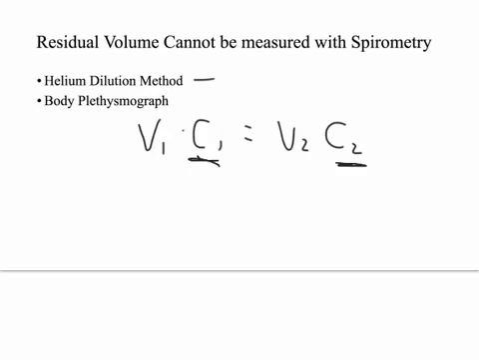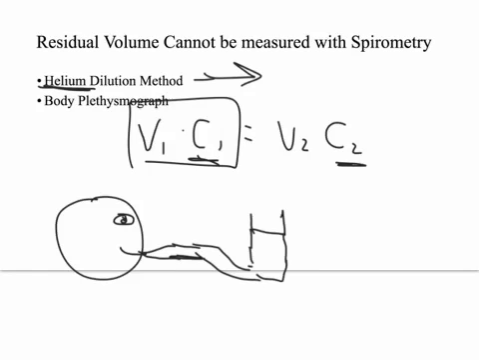So M1 V1 equals M2 V2, or V1 C1 equals V2 C2. The assumption here, the very good assumption, is that helium does not cross into the blood, that the blood has no capacity to hold helium, and so every bit of helium that you breathe in, you will also breathe back out. So here's the idea with spirometry first.